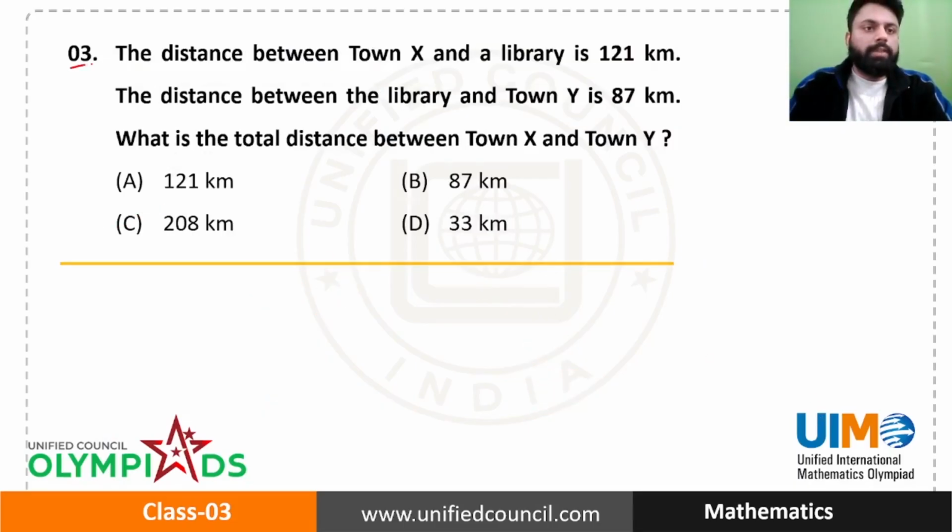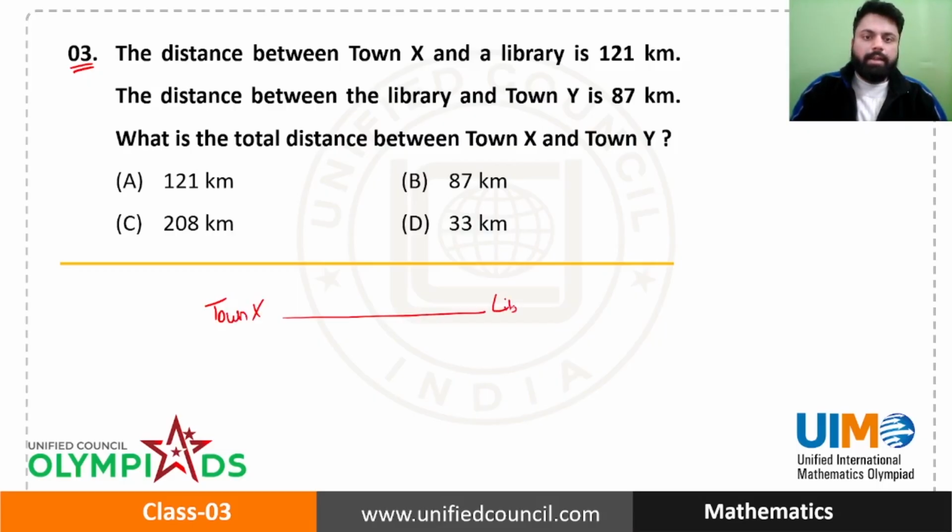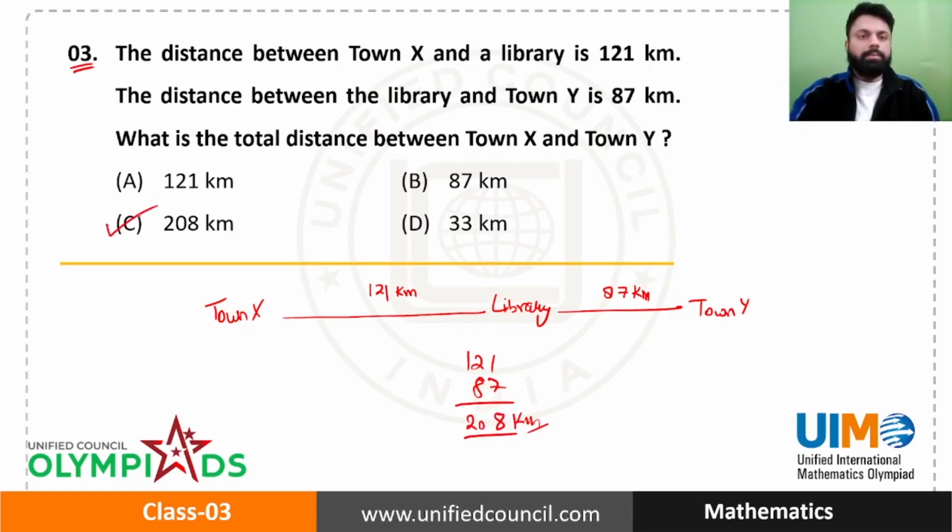So here is the next question that we are going to discuss. The distance between town X and a library is 121 kilometers. So there is this town X and then there is this library. The distance between library and town Y is 87 kilometers. What is the total distance between town X and town Y? So that is 121 plus 87. 7 plus 1 is 8. 12 plus 8 is 20. 208 kilometers is the correct answer.